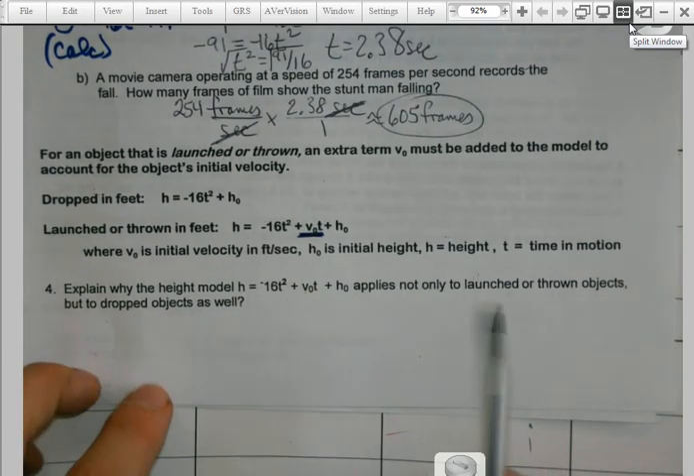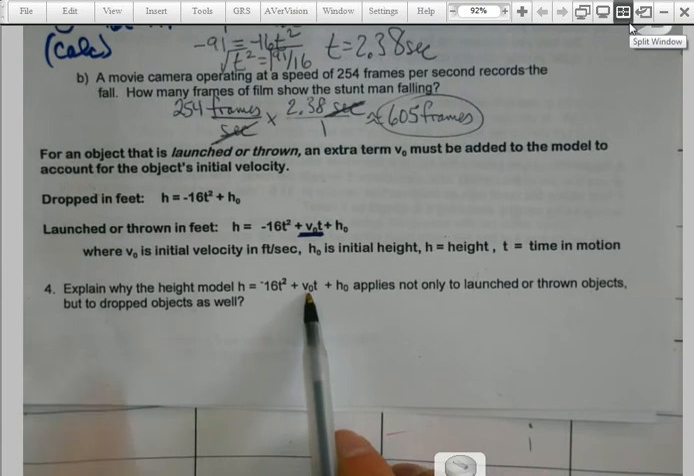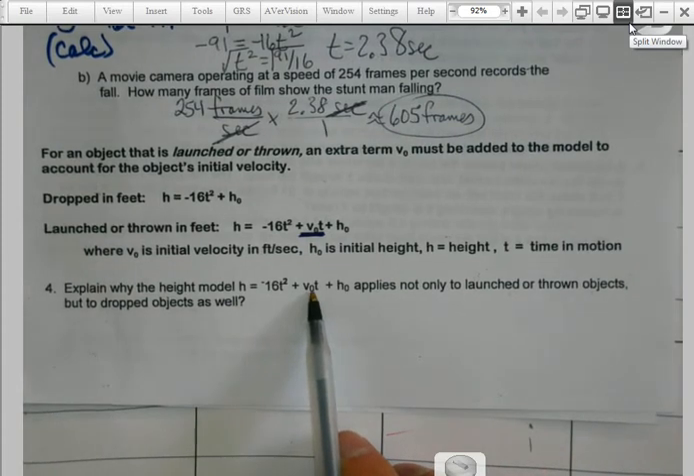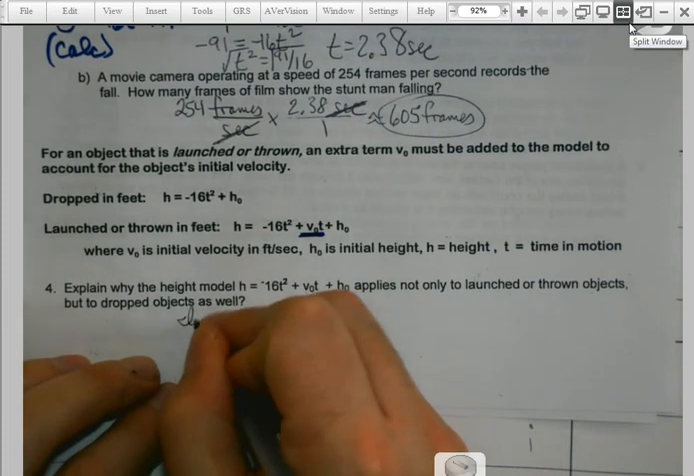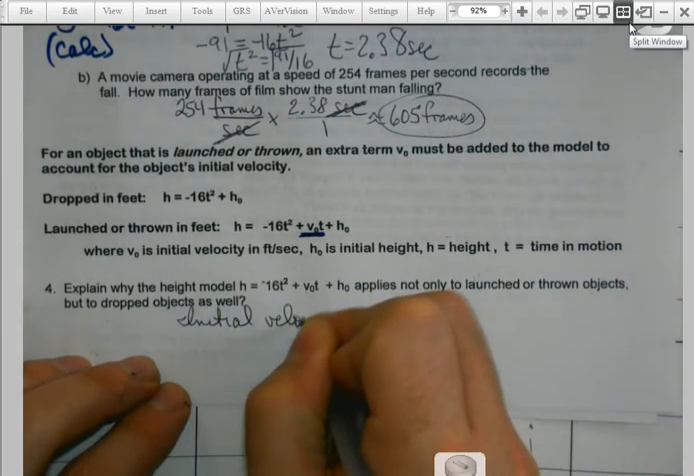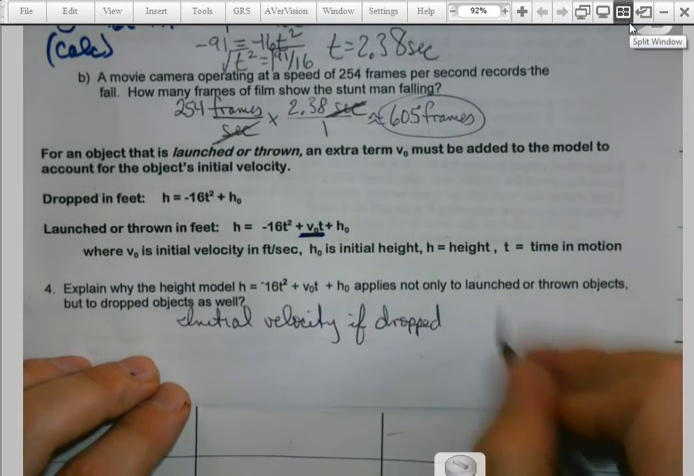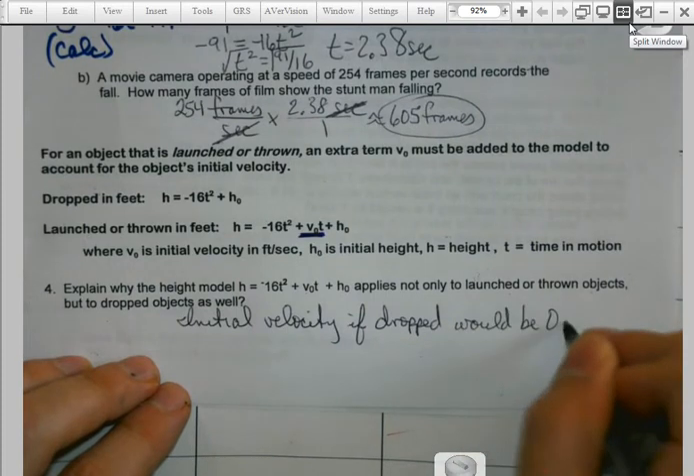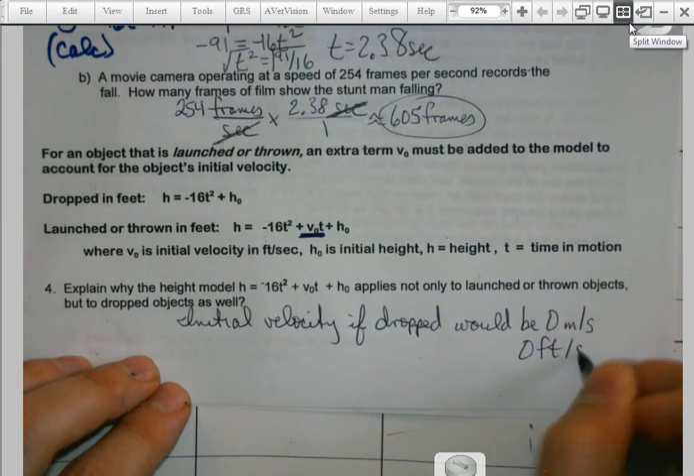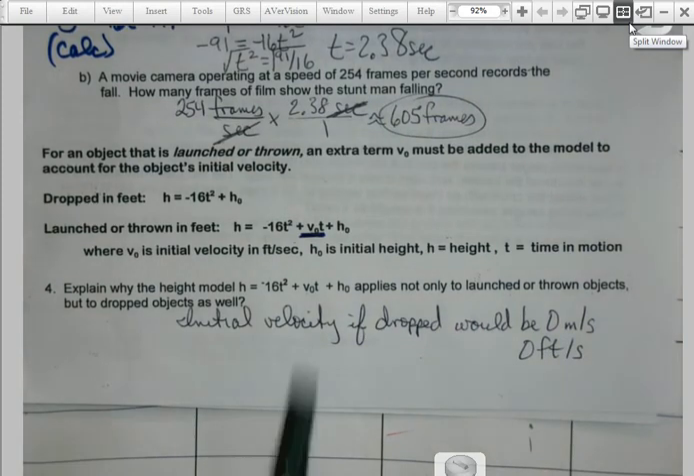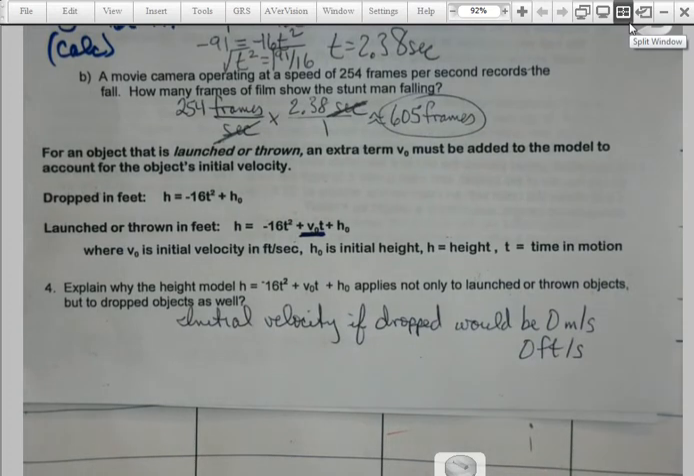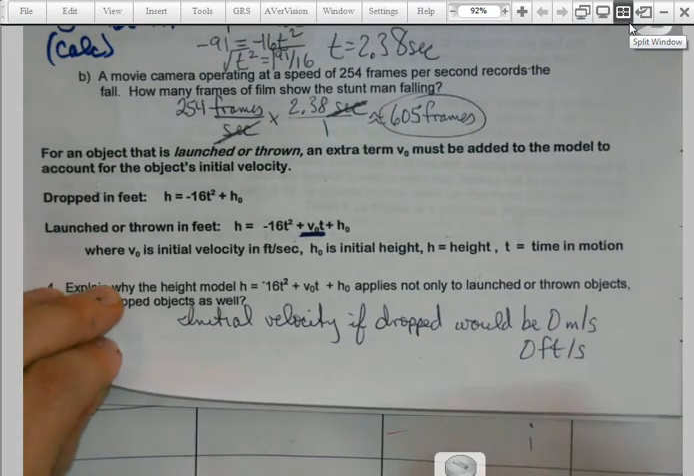So our height model not only applies to launched or thrown, but to dropped as well. I could still use this formula even for the problems up above that we were doing, because my initial velocity, if all I did was drop something, would just be 0 meters per second or 0 feet per second. I'd just plug a 0 in there literally. I don't know why I'd want to do that because it's just going to disappear anyway. But technically I could use this expression for every single one that we ever do. But again, why would we? Because we want to make more work of it? Nah, probably not.